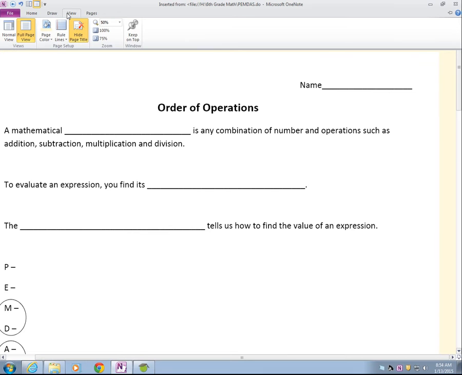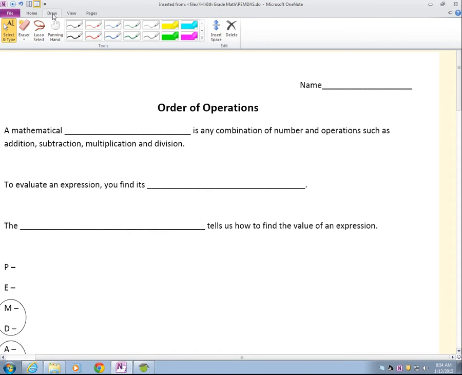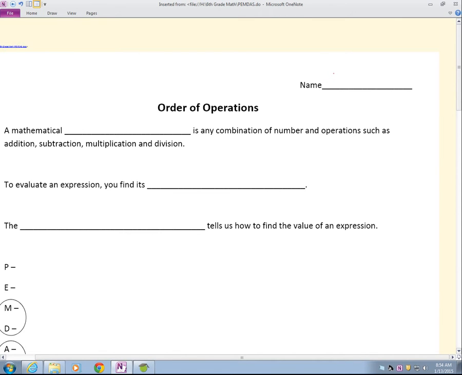So we have the order of operations where the fun starts.